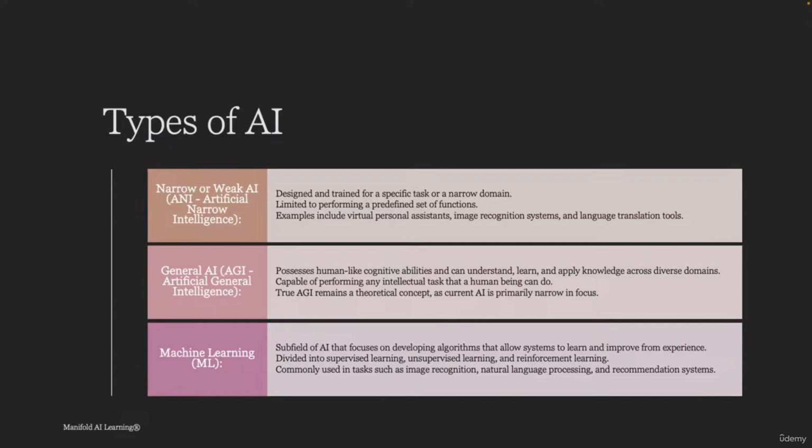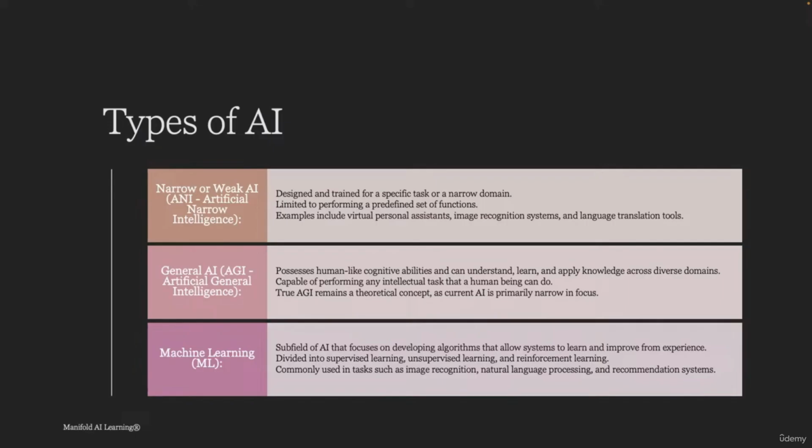Now, apart from this, we also have other categories like machine learning. Machine learning is a subfield, a subset of artificial intelligence. In the case of machine learning, we focus on developing algorithms that would allow the system to learn and improve from experience.